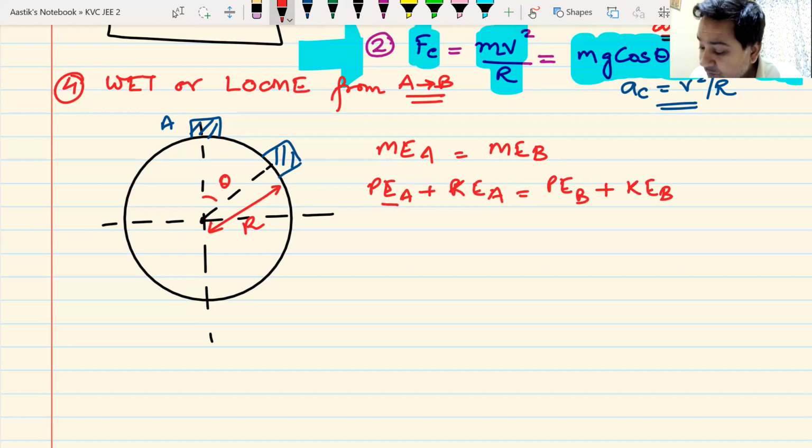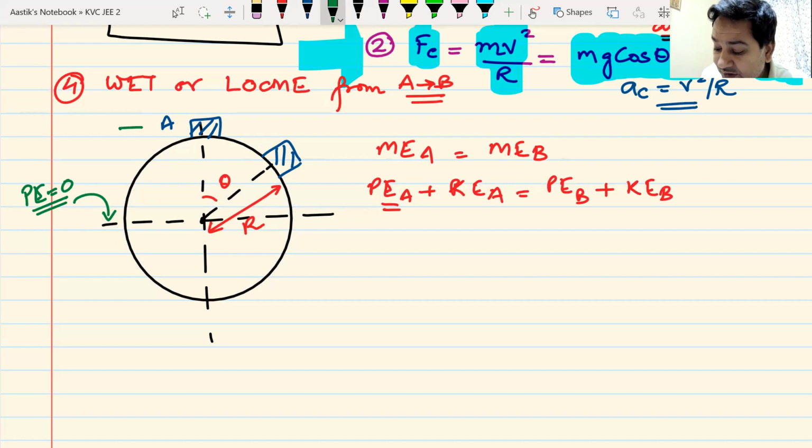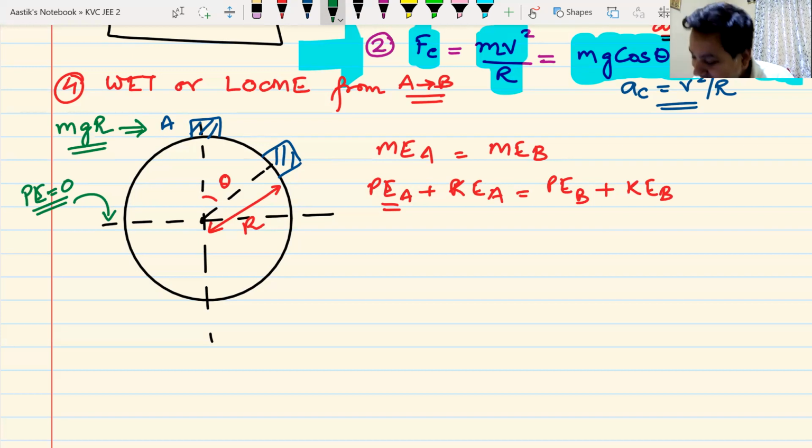Yes, sir. Now to find out potential energy at point A, I have to find some point whose potential energy is 0. So I take the center of the circle as the potential energy 0 point. Now if the potential energy of this point is 0, what is the potential energy of point A? It will be equal to MGR.